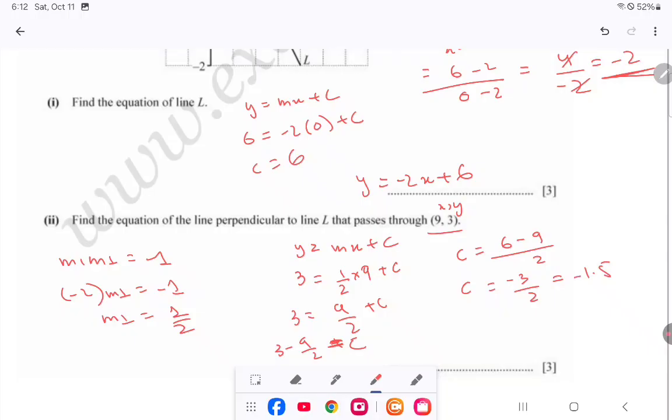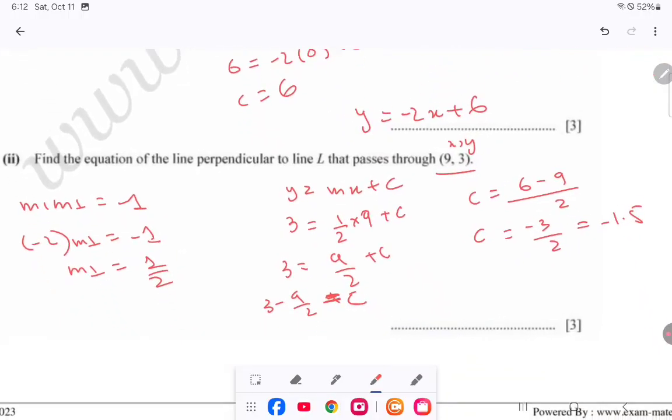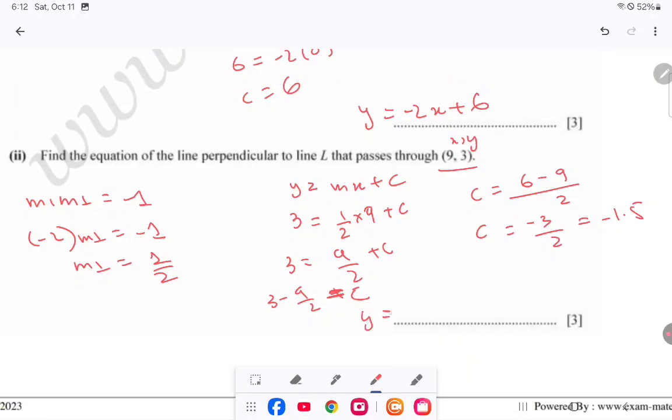Put it in the line equation, which becomes y = mx, positive, if you add the value of c, which is negative 1.5. So y = 1/2 x - 1.5. This is the equation of the line perpendicular to the line passing through (9, 3).